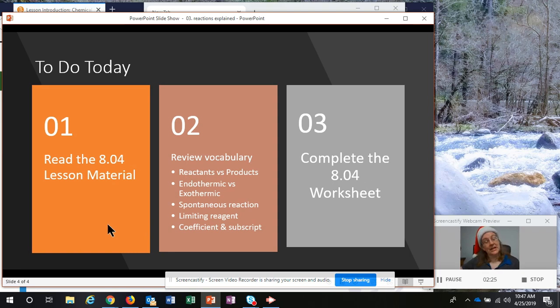And so what do I need to do today? Today, make sure you're reading the 8.04 lesson material. Make sure you understand the vocabulary that we've had so far in this unit. So reactants versus products, endothermic, exothermic, know what a spontaneous reaction is, know what a limiting reagent is, and know what coefficients and subscripts are and how to work with those. So those are kind of the big ideas you need to take away from this week. Make sure you turn in the 8.04 worksheet by the end of the day. That is what is due.